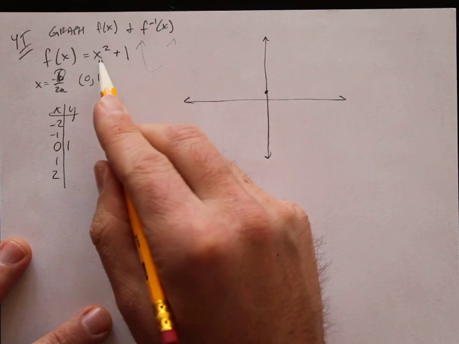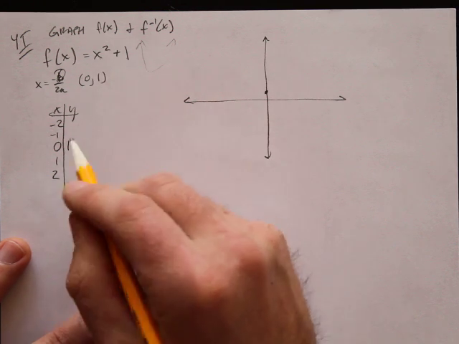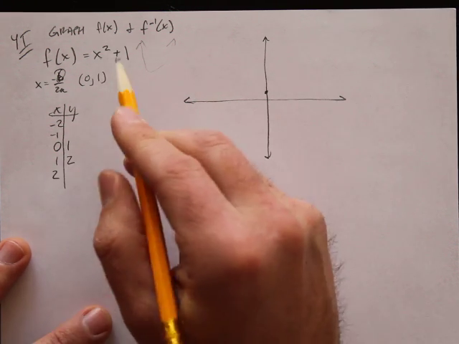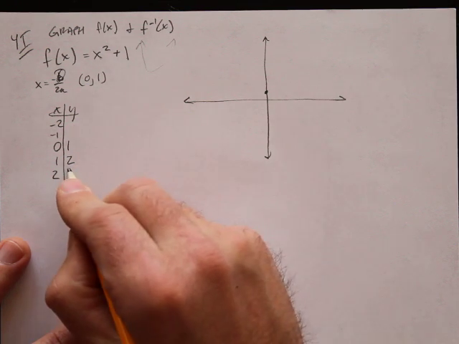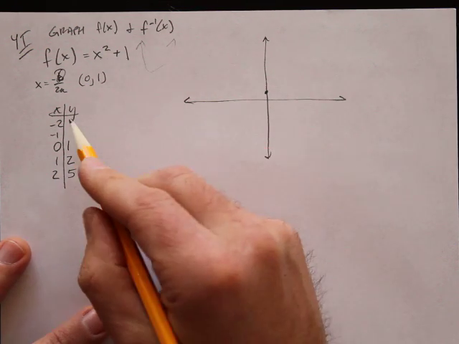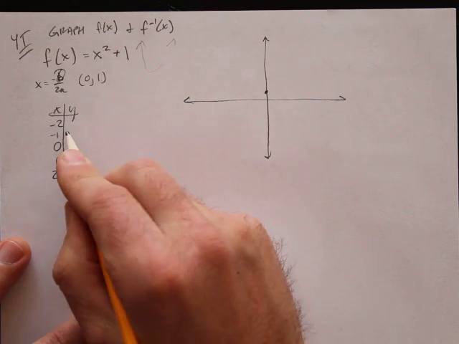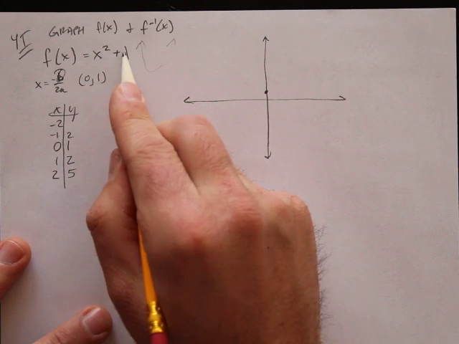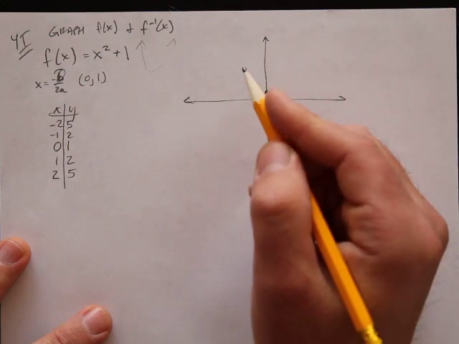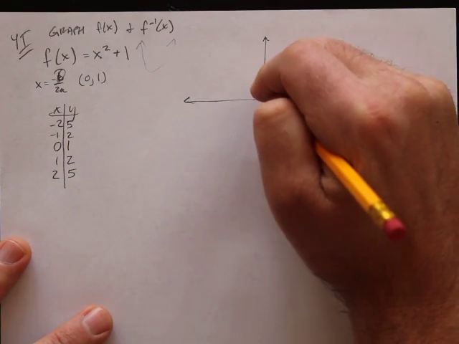If I plug in 1, I get 1 times 1 is 1 plus 1 is 2. Plug in 2, I get 4 plus 1 is 5. Now, if I plug negative 1 in here, negative 1 times negative 1 is positive 1 plus 1 is 2. I get positive 4 plus 1 is 5. So let's plot those points. 1, 2.